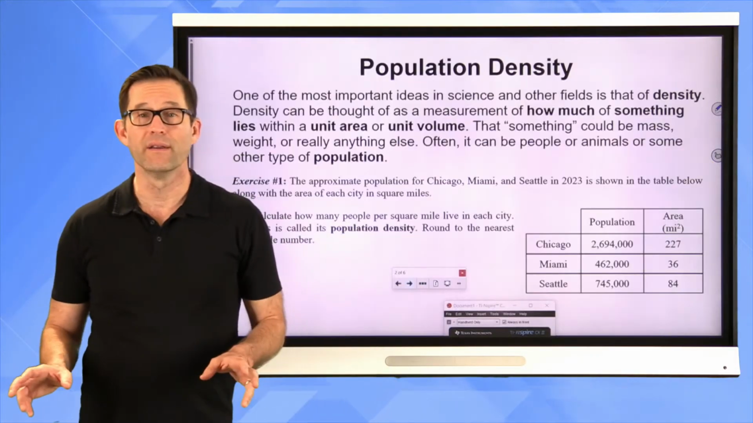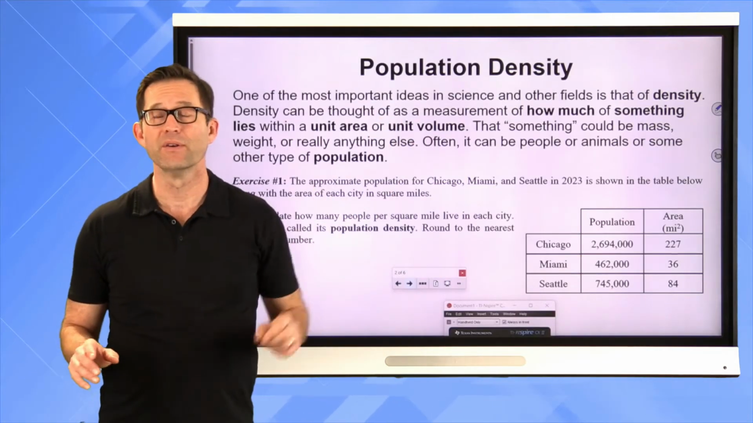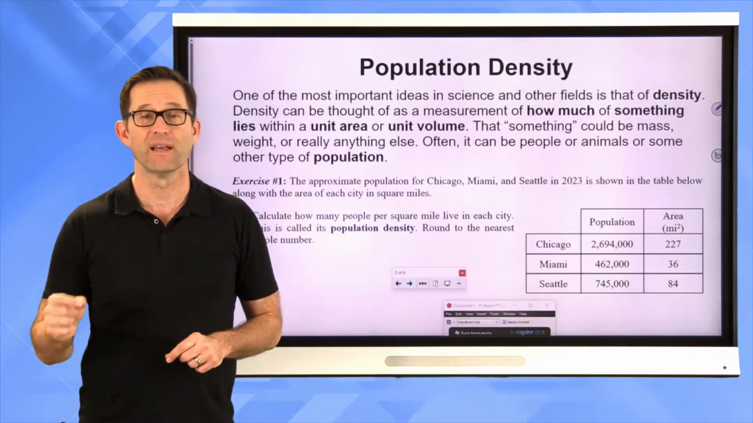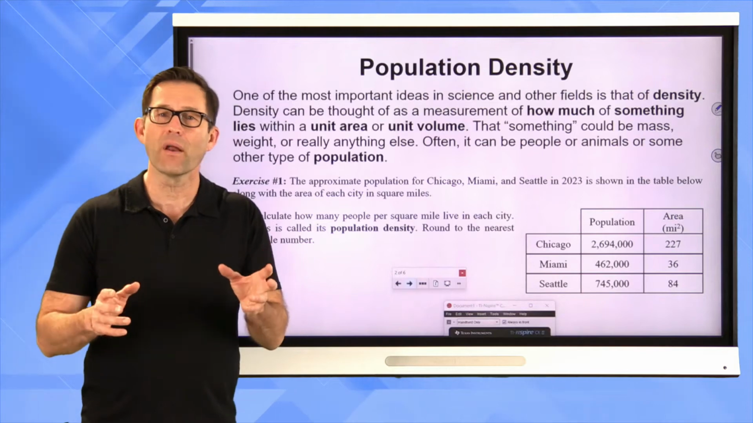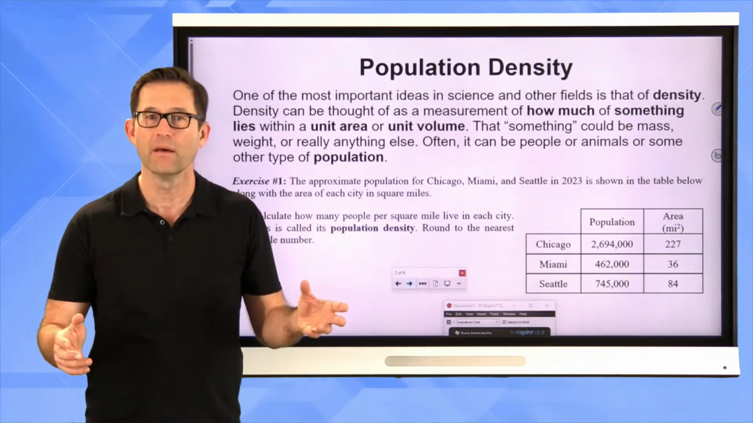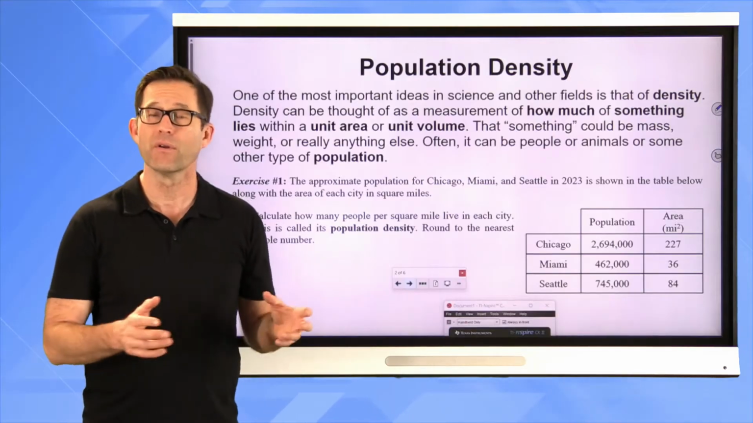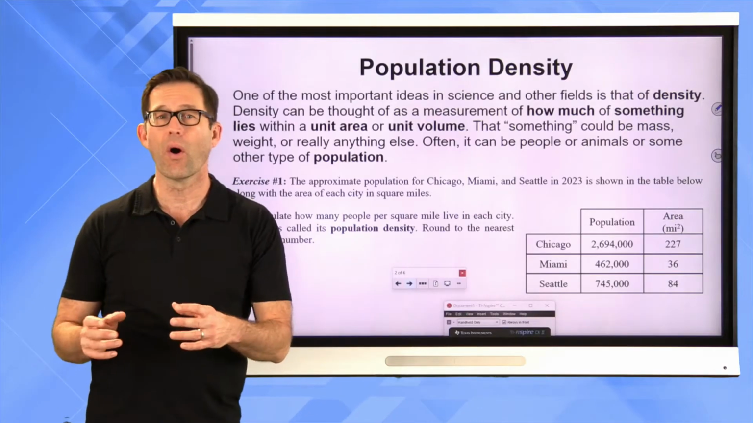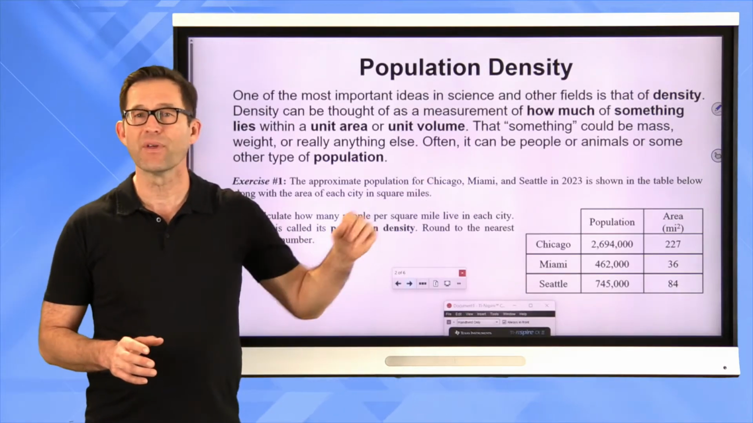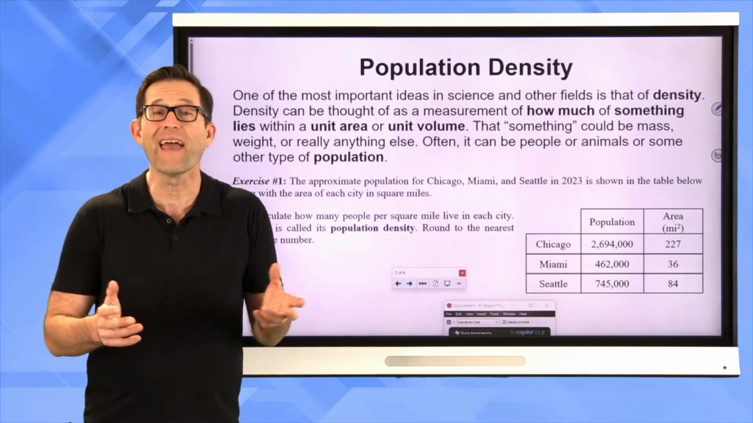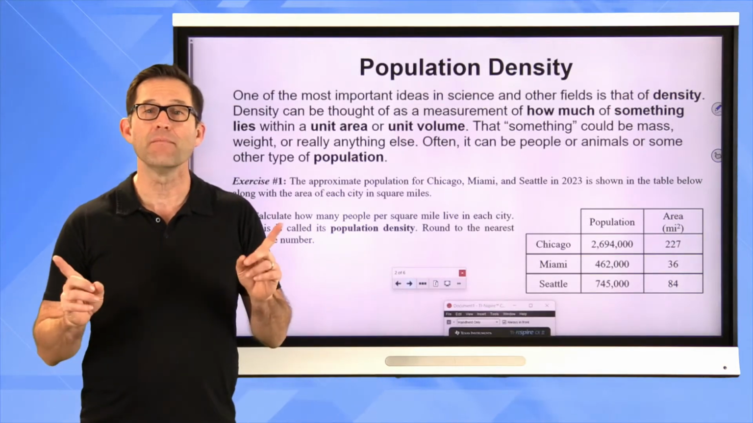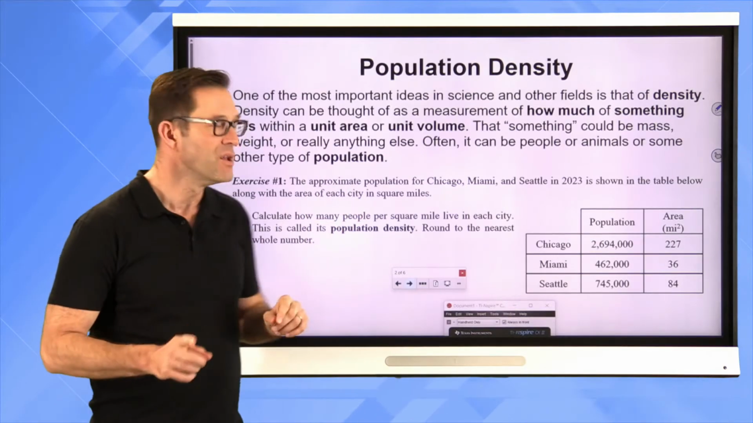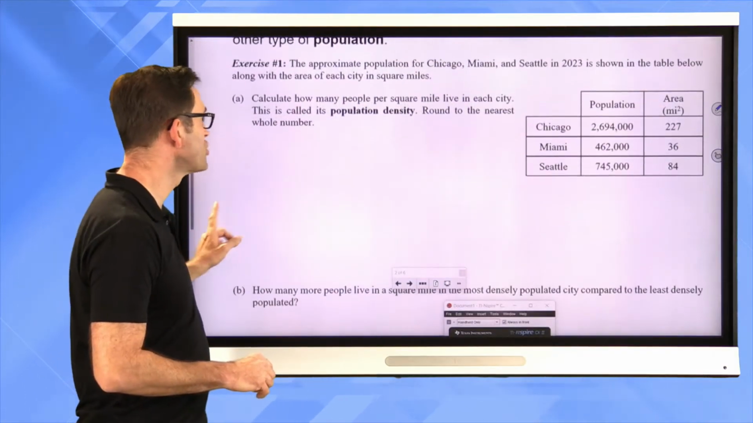Density is a very important idea. We're first going to talk about population density, but just density in general. One of the most important ideas in science and other fields is that of density. Density can be thought of as a measurement of how much of something lies within a unit area or a unit volume, right? How much lies within a square meter or a cubic yard or something like that. That something could be mass, it could be weight, it could be really anything at all. Often it can be people or animals or some other type of population. So we're going to start off by taking a look at population density.